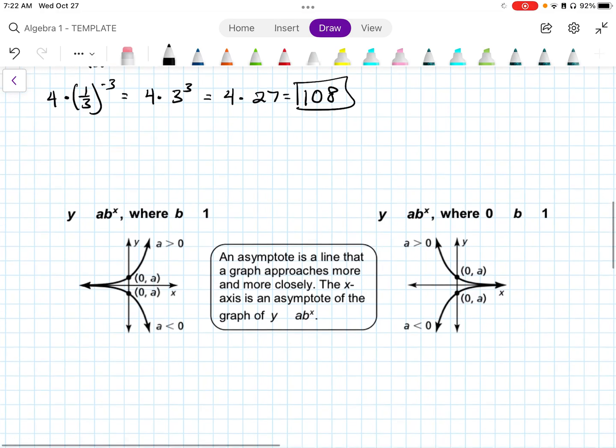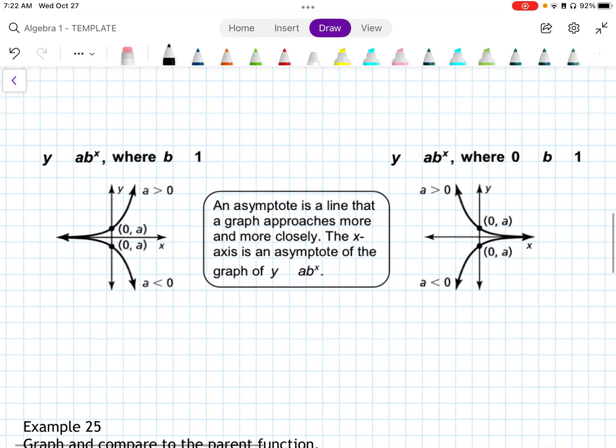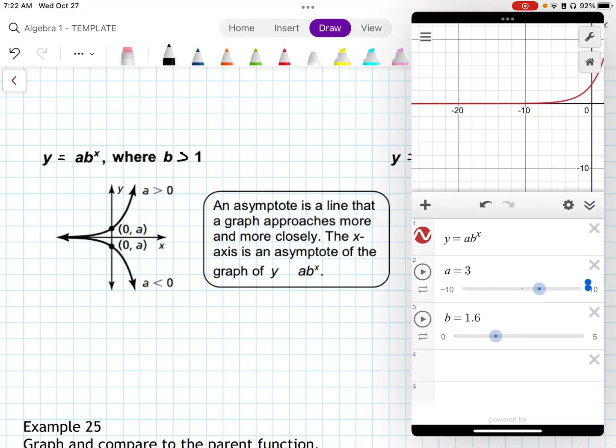All right, looking down here. Now I talked about this earlier, but let's talk about it again. We'd have y equals ab to the x, where b is greater than 1. Y equals ab to the x, where 0 is less than b is less than 1. All right, let me show you this again on here. We'll make a nice number like 1.